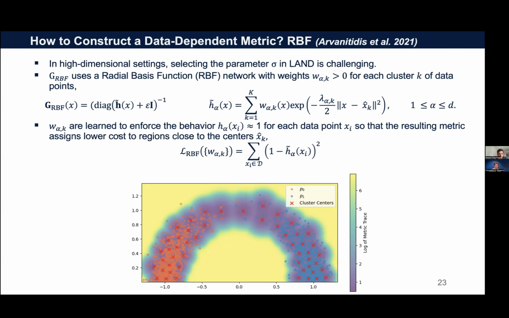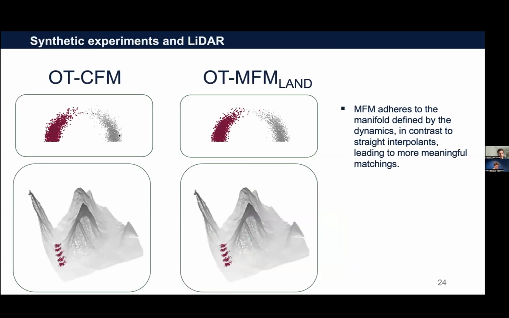And the first one is the metric design. Then we learn the interpolants, and then we train the vector field. Having that, we can now transition to presenting the experimental results. Okay, let's dive into experimental results.